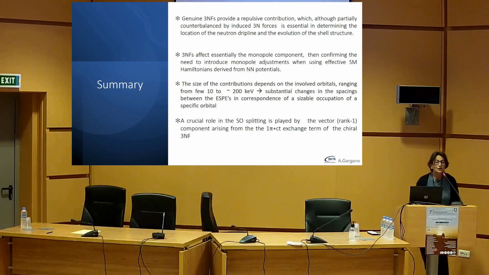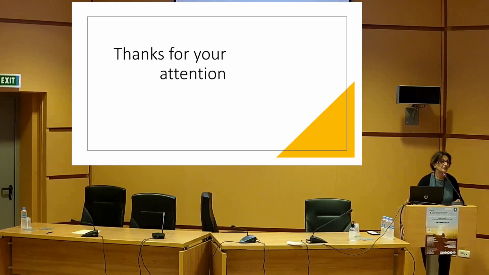And so, just my summary. I have shown that genuine three-body forces provide a repulsive contribution, which, although partially counterbalanced by the induced three-body force, is essential in determining the location of the drip line and the evolution of the shell structure. The three-body force affects essentially the monopole component and confirms the need to introduce monopole adjustment when using effective shell model Hamiltonians. The size of the contribution depends on the involved orbitals, ranging from 10 to 200 keV, which substantially changes the spacing between the effective single particle energies, and then a crucial role in the spin-orbit splitting is played by the vector rank 1 arising from the two-pion exchange component. These are the collaborators, and thanks for your attention and for your patience.